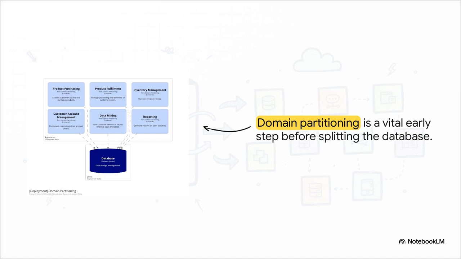Now, before you go eagerly writing a bunch of new microservices, you've got to define the bounded context and logical domain partitions of your existing monolith. Functions like product purchasing, fulfillment, and inventory management should be logically grouped in your application code way before they ever physically leave the shared database. This is a vital early step to prevent a fragmented, distributed mess down the line.